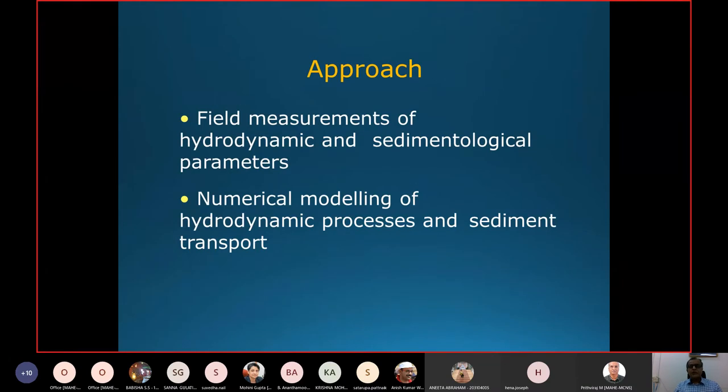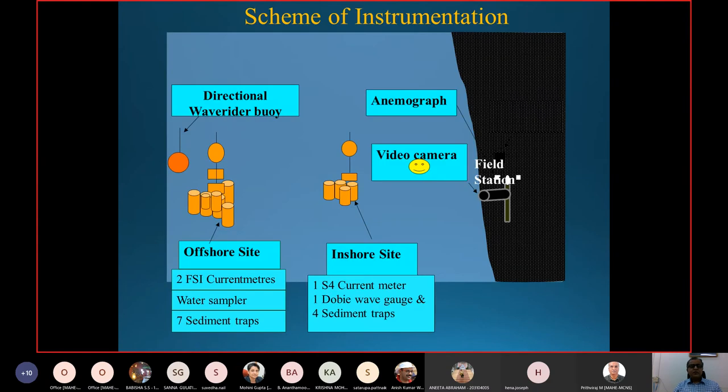How did we approach this? As I said, sediment budgeting. The approach is one, field measurements and hydrodynamic measurement, and then other sedimentological means. All the sediments we need to take into consideration. And then we did numerical modeling of the hydrodynamic process and arrived at how the sediment transport is there in this area. For this, we need systematic measurement. I will just give a scheme of the instrumentation which we did during that time.